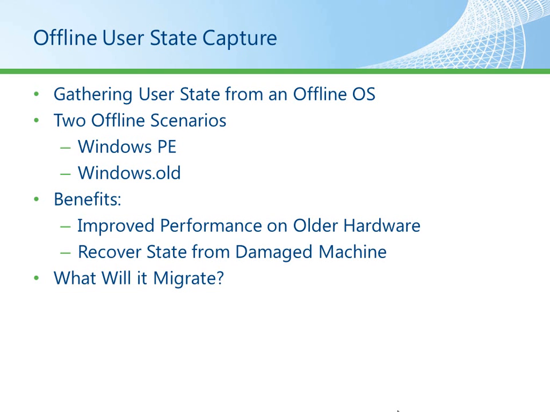So what will migrate offline? Well, in the offline situation, the user data and settings that migrate offline are similar to the online migration. We get data and registry settings specified in the big XML file. We get user accounts. We get application settings. We get a limited set of the operating system settings. We get EFS files. And we also get Internet Explorer favorites.